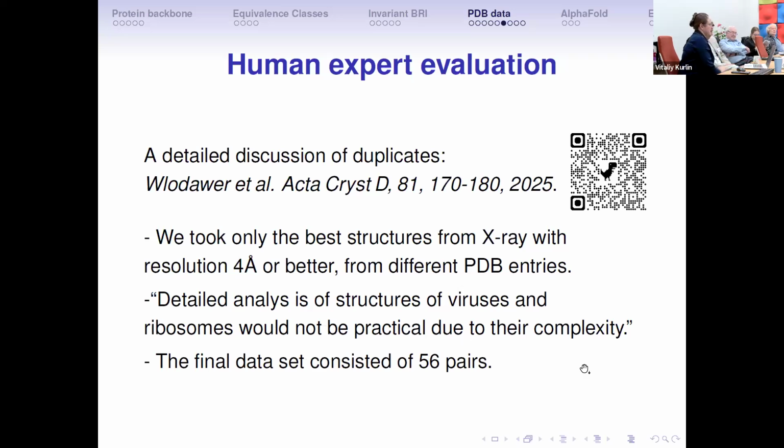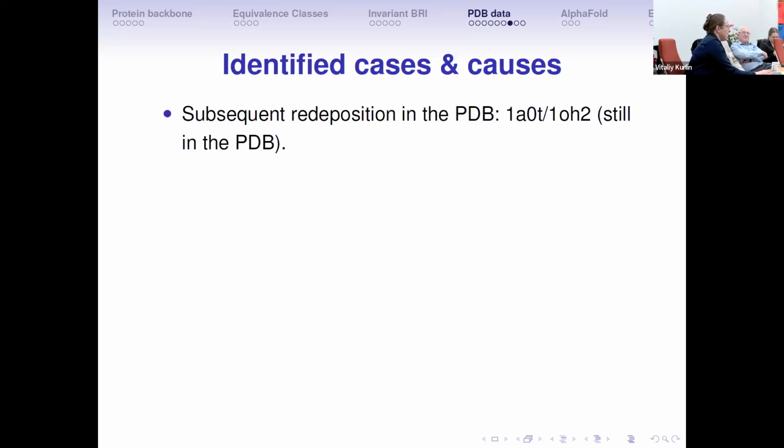So the final data set to consider by a human consisted of 56 pairs. The idea was to identify possible cases and maybe have some recommendations for the PDB team or for others on how to deal with them and what to pay attention to. Well, one of the groups was subsequent redeposition in the PDB. That was the situation of duplicating PDB entries which appear by themselves, confirmed by the author.